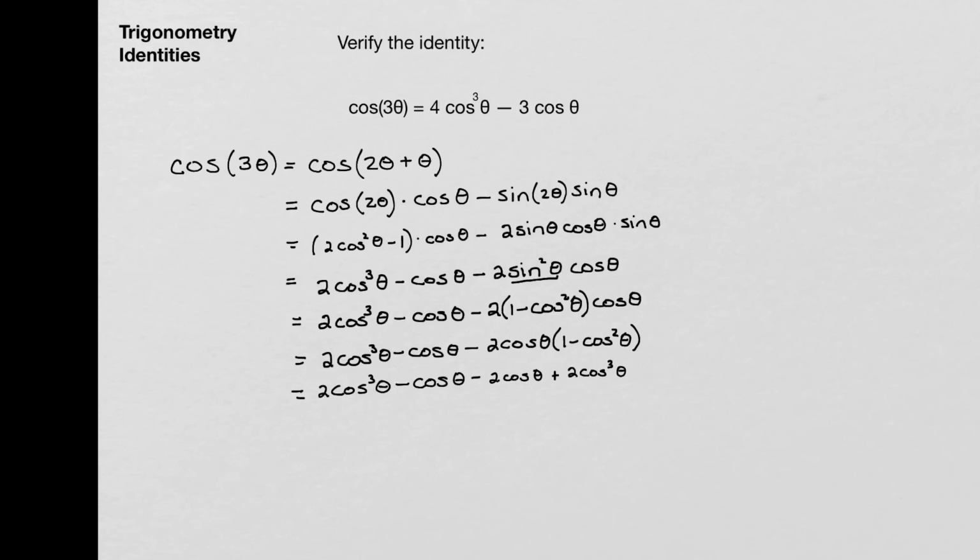So now I can combine like terms. I have 2 cosine cubed theta, and then I have a plus 2 cosine cubed theta. So those add and make 4 cosine cubed theta. And a minus cosine theta minus 2 cosine theta gives me minus 3 cosine theta. And that was my goal, and that is another one proved.